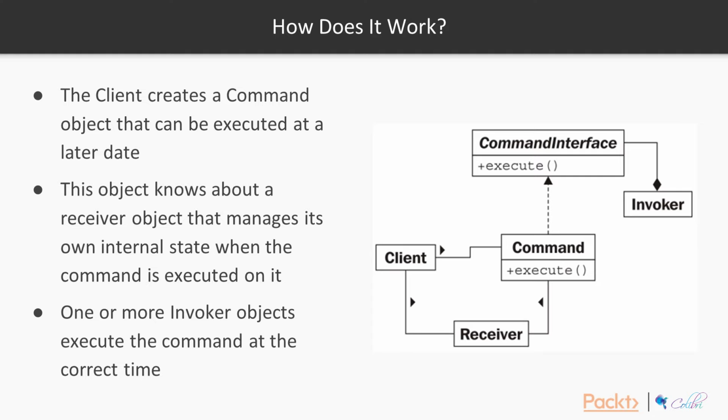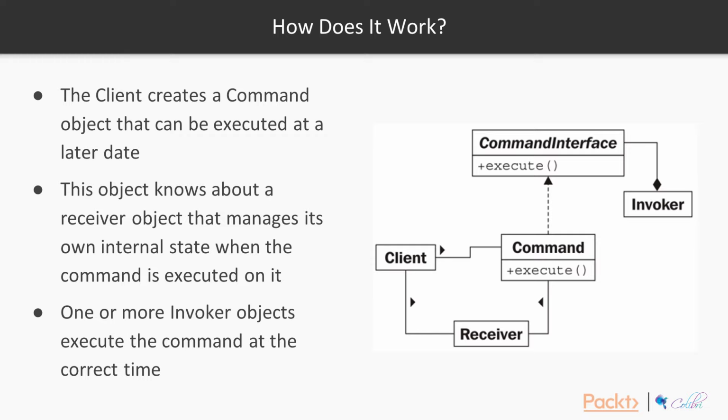So how does it work? The client creates a command object which can be executed at a later date. This object implements a specific interface. Typically it has an execute or do action method, and also keeps track of any arguments required to perform the action. This object also knows about a receiver object that manages its own internal state when the command is executed on it. Finally, one or more invoker objects will execute the command at the required time.